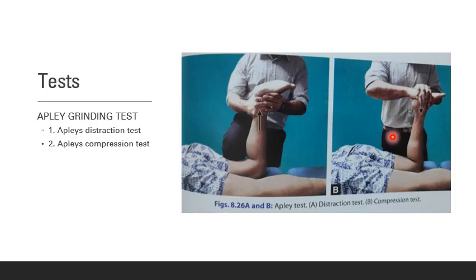Whereas in Apley's compression test, the examiner applies downward force on the foot. The leg is rotated internally as well as externally. This relaxes the ligaments and compresses the menisci. If patient experiences pain, it is suggestive of meniscal tear, not the ligaments.